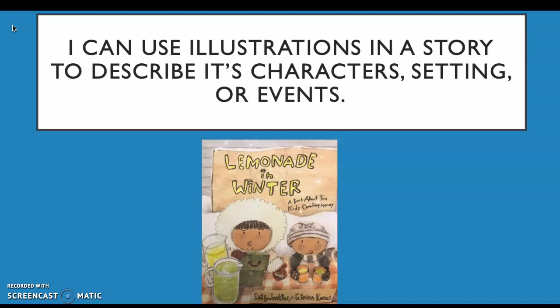In today's video, we are going to learn how to use illustrations in a story to describe its characters, setting, and/or the events. You watched a learning video about this last week, but it was in our story, My Rows and Piles of Coins. This week, we are going to be doing the same thing, but we are going to be using Lemonade in Winter. Let's go ahead and look at our first illustration.